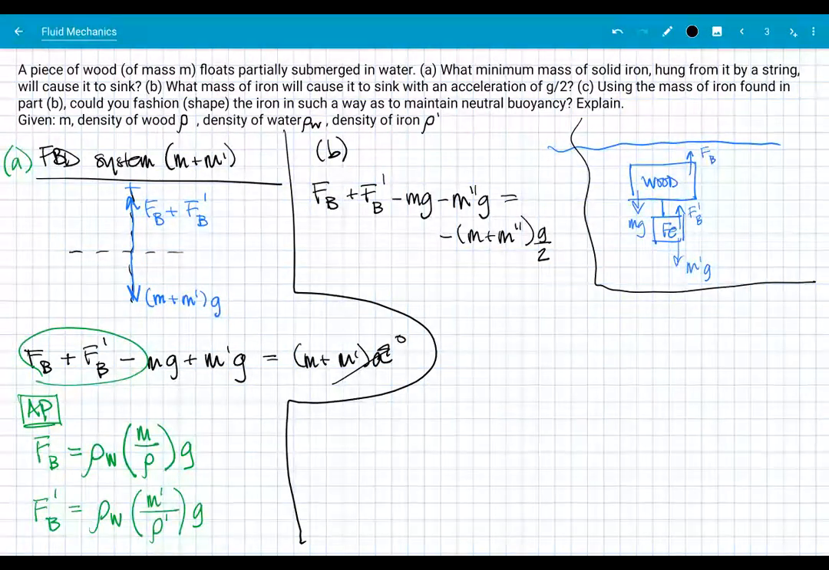As far as part C goes, this is something that I really like for students to think about and discuss. Using the mass of iron you found in part B, this M double prime, that if just plunked on there in a solid form would cause the whole thing to accelerate downward at g over 2, how could you shape the iron so that you could maintain the neutral buoyancy that you had in part A using this greater amount of iron? That's just some 3D thinking I want you to consider, and feel free to reach out to me with a solution if you want to run your solution past me.